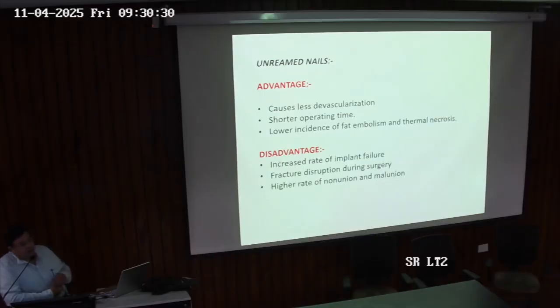So the reaming causes devascularization of the endosteum, as the inner two-thirds of the bone is supplied by the endosteal vessels, so that is lost. And the reaming is done in increasing order, 0.5 mm at a time, so operating time is more.